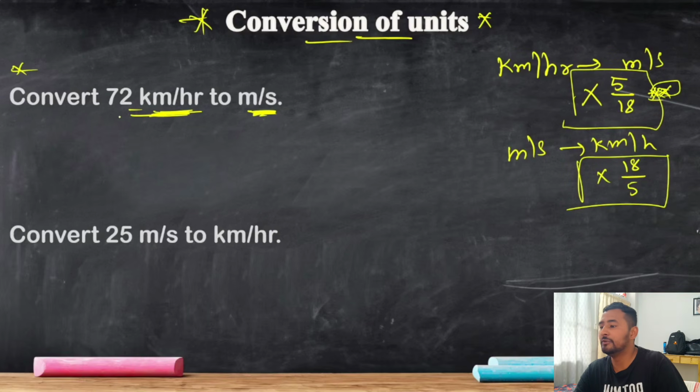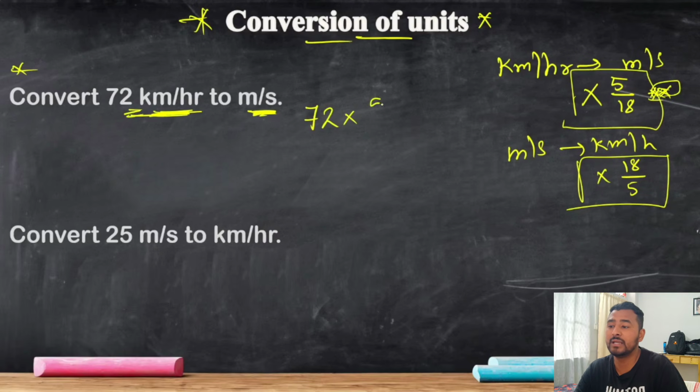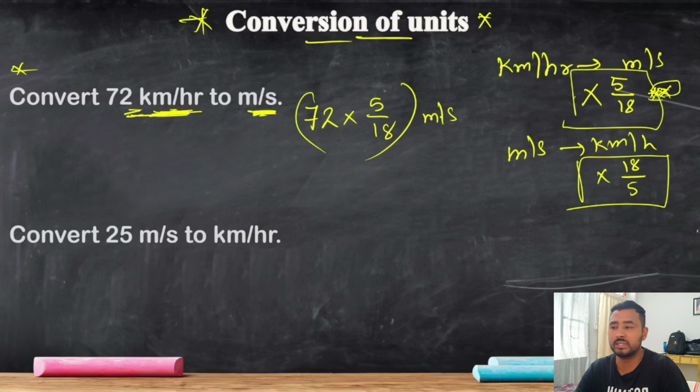So let us see. If you have to convert 72 km per hour to meter per second, how will you do it? 72 multiplied by what? 5 by 18. This will become meter per second now. First it was kilometer per hour. Now when you multiply by 5 by 18, it will be meter per second. Just do the cancellation. 18 into 4, 4 into 5 will be how much? 20 meter per second. So when you convert 72 km per hour to meter per second, it will be 20 meter per second.